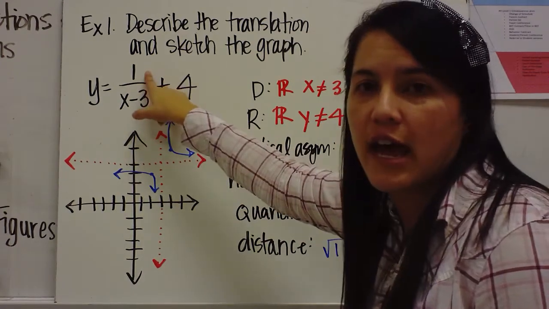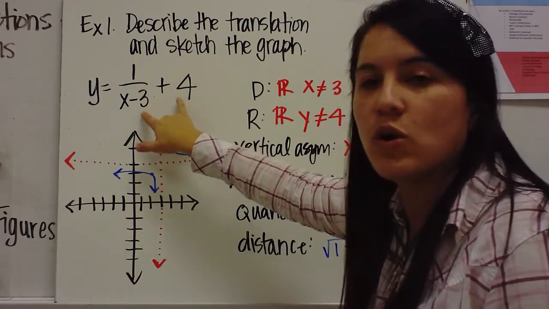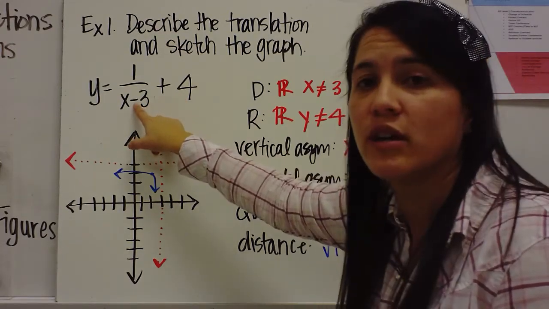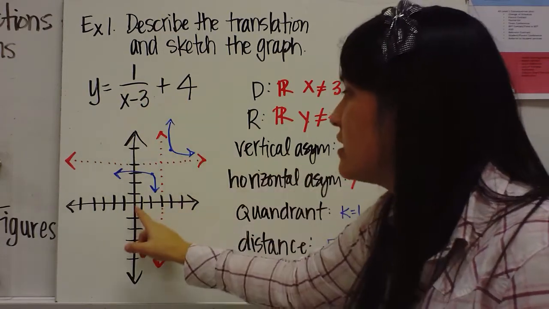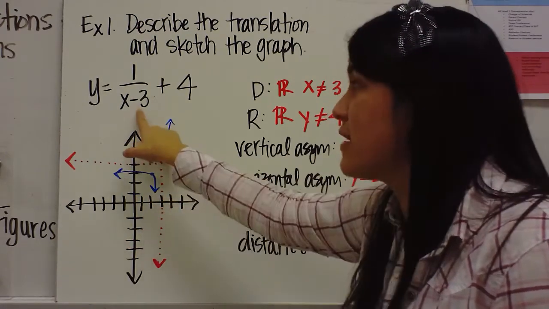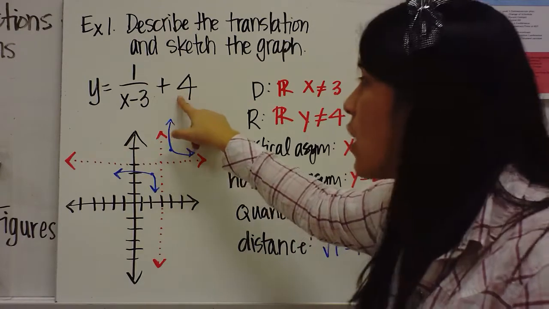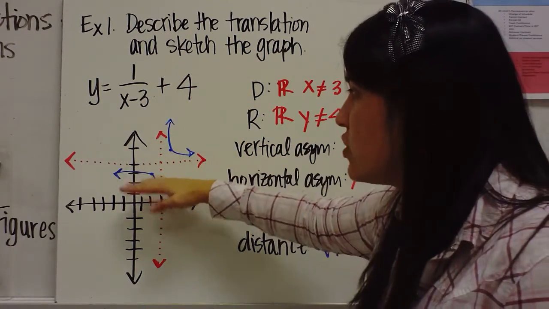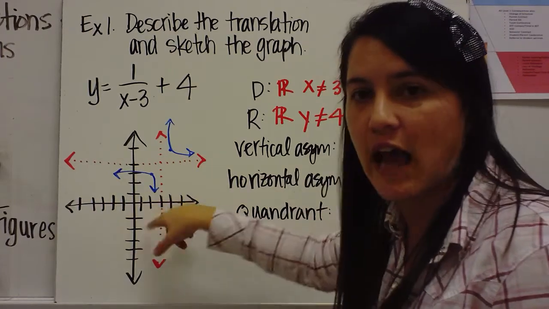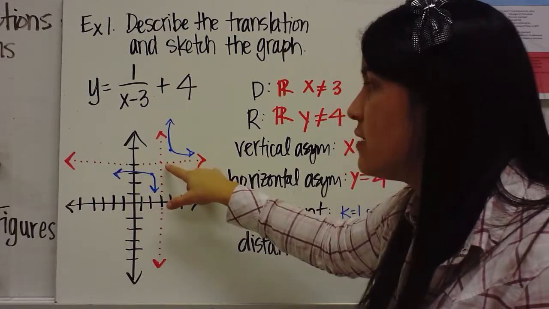The 1 is your k, and then we have a horizontal translation and a vertical translation. Because it says -3, really it means we're shifting 3 to the right. And you can see on our graph, 1, 2, 3 over to the right, even though it says -3. This 4 means up 4, and you can see 1, 2, 3, 4. What used to be the origin, the axes and the origin, has been shifted.